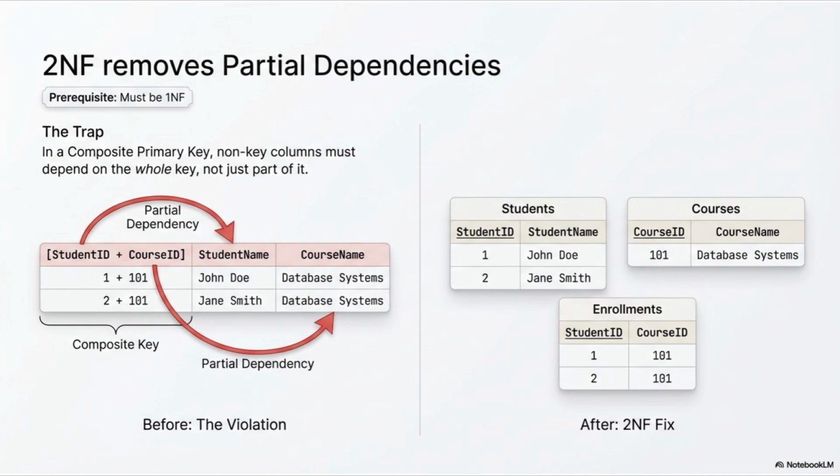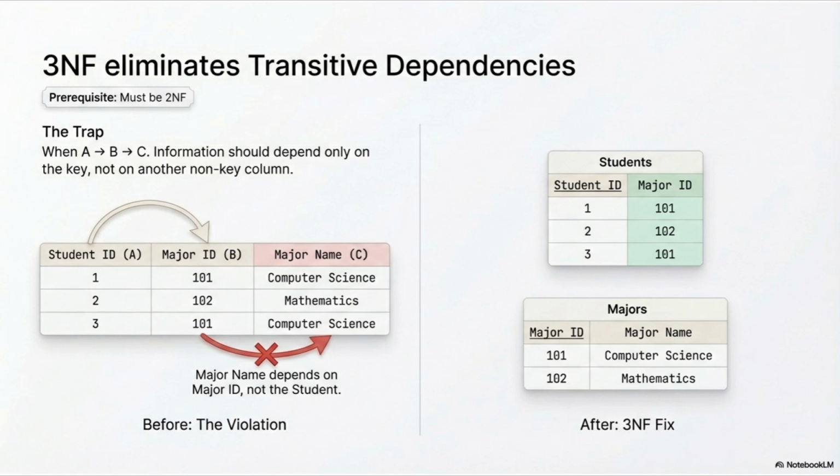Okay, we're feeling good. No lists, no partial dependencies. But the experts say we aren't done yet. Enter third normal form, 3NF. The chain reaction. The technical term in the source here is transitive dependency, which sounds like high school algebra. It's actually simpler than it sounds.